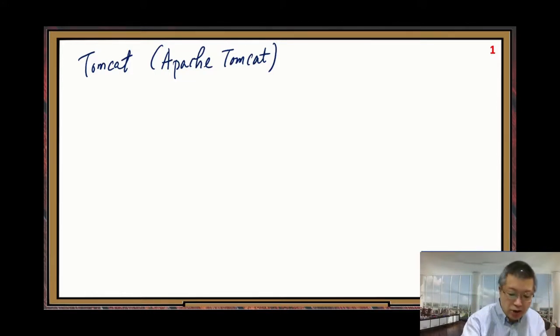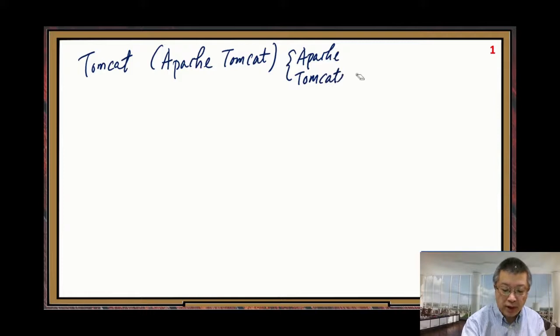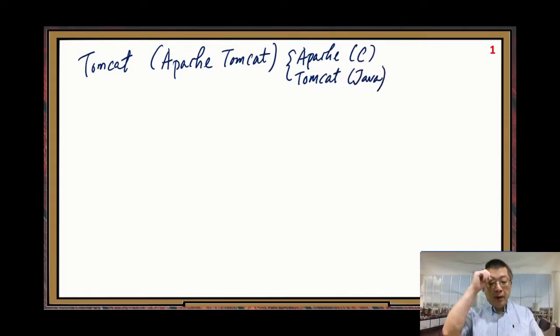We know the Apache server and Tomcat are different servers. We have the Apache server, right? We have Tomcat. They are two different servers. We know Apache is written in C and Tomcat is written in Java. But why do people always call Tomcat Apache Tomcat?